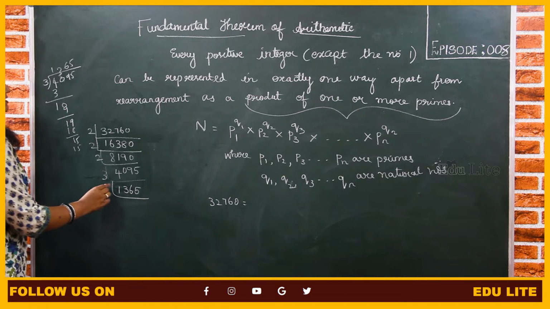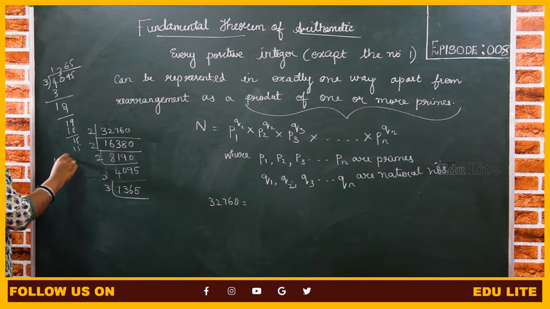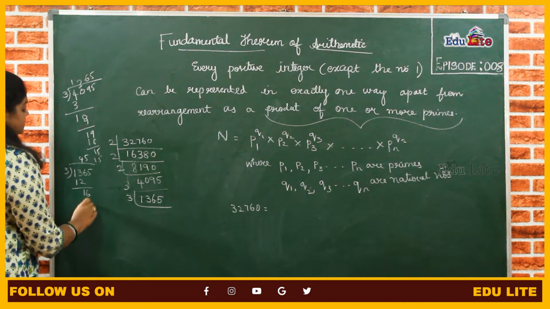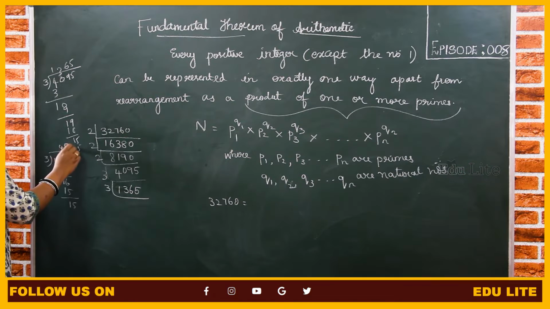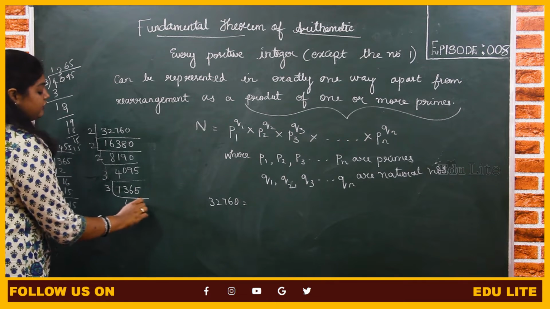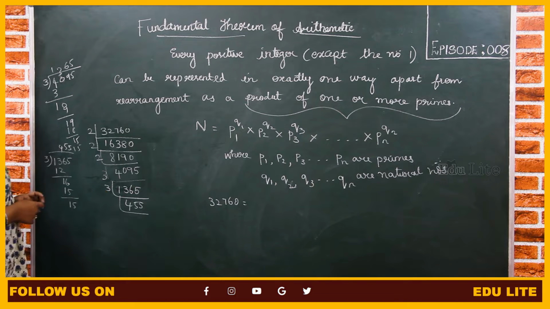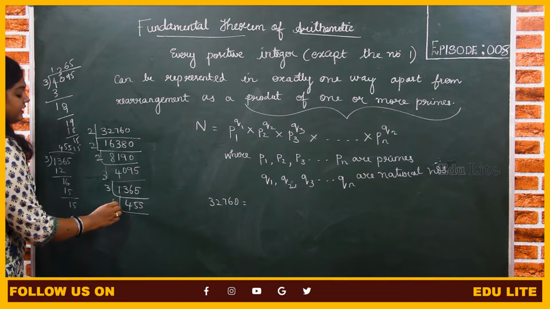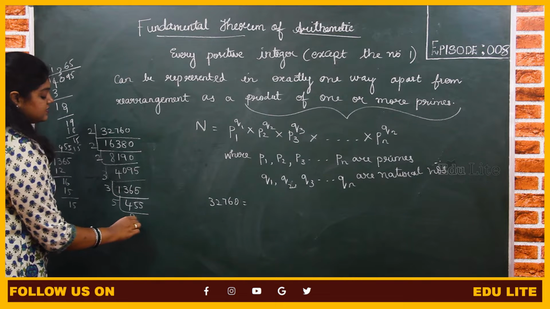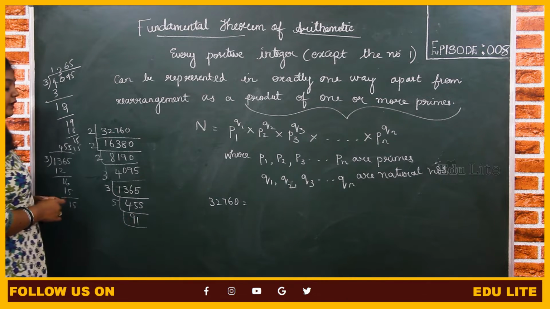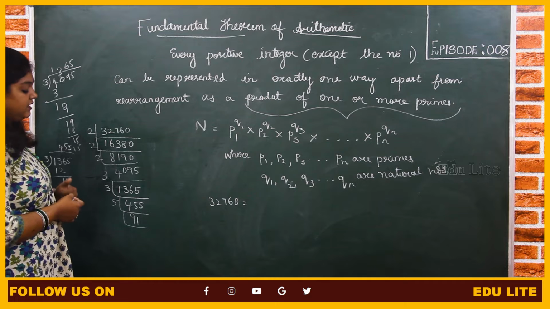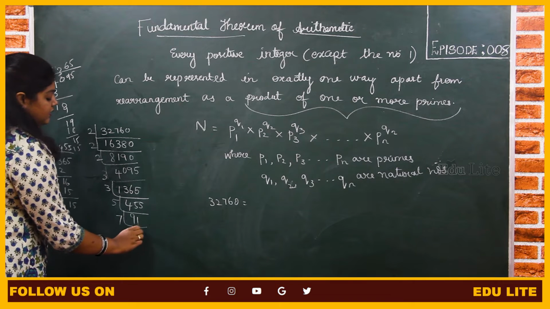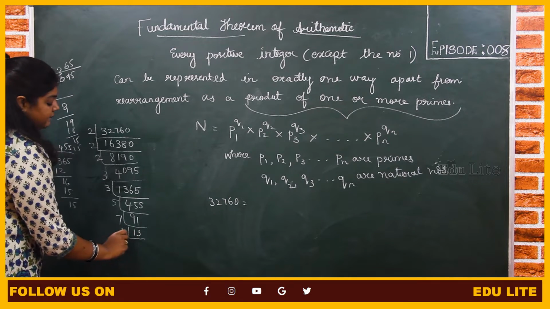Again, we can factorize this number by 3. 1365 by 3 gives 455. The number 455 cannot be factorized by 3, so we have to choose the next prime number after 3. It can be factorized by 5, giving 91, and 91 cannot be factorized by 5. We have to choose the next prime number after 5. We can choose the number 7, and it gives 13. So 13 is a prime number, 13 times 1.